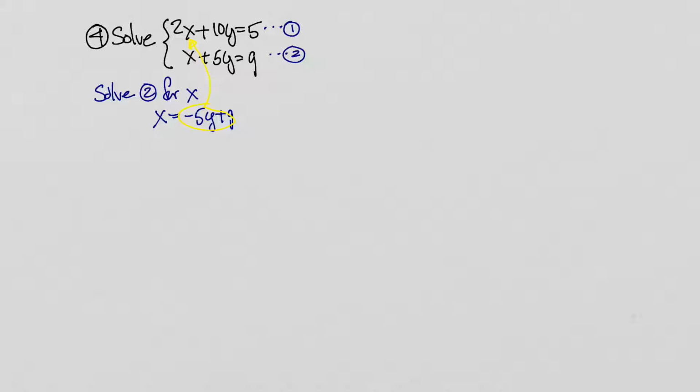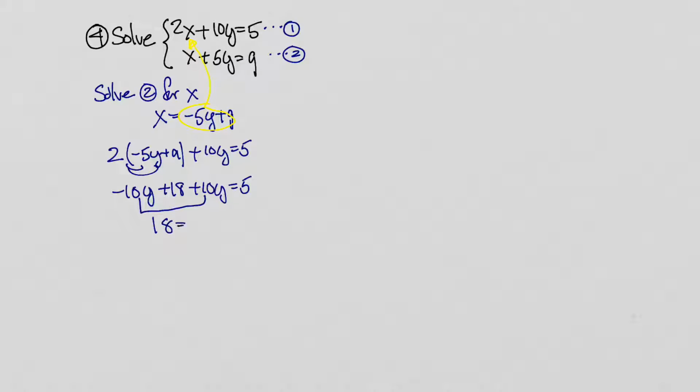And now I'm going to substitute this into x in the top equation. Doing so, we will get 2 times x. That x is negative 5y plus 9, plus 10y, and that's equal to 5. Let's multiply through. We'll get negative 10y plus 18 plus 10y equals 5. And now look at this. Negative 10y plus 10y is 0. So the y's are gone, and we get 18 equals 5, which of course is false.